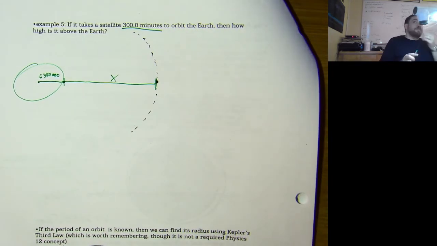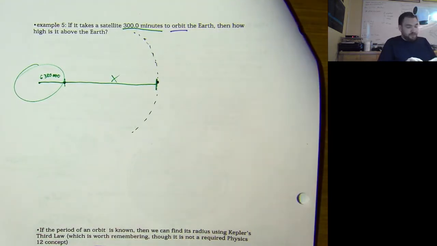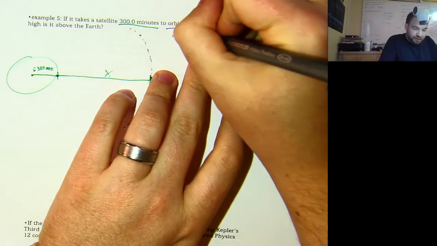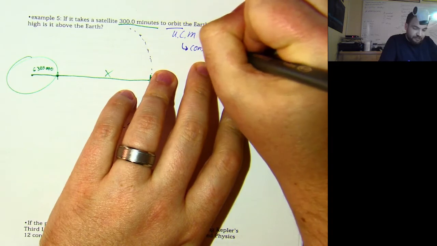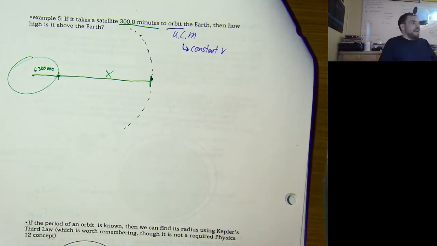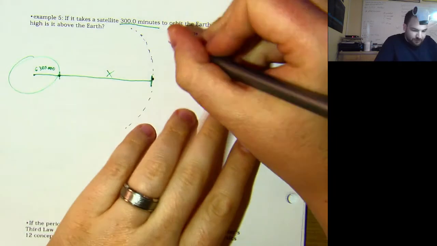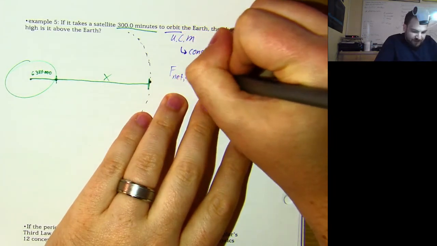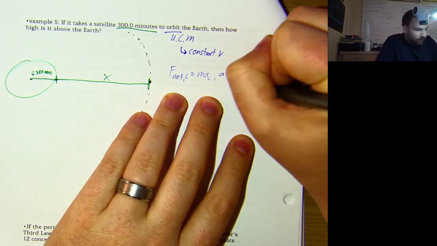There's a bunch of things that we're going to have to take into account here. The object is in orbit. So what is the implication there? Uniform circular motion implies constant v. So I'm just going to start writing out. You see orbit, you think uniform circular motion, you immediately write down two things: F net C equals MAC, and A equals V squared over R.